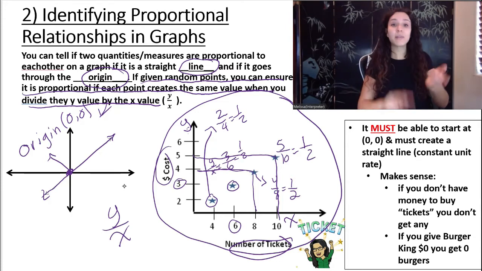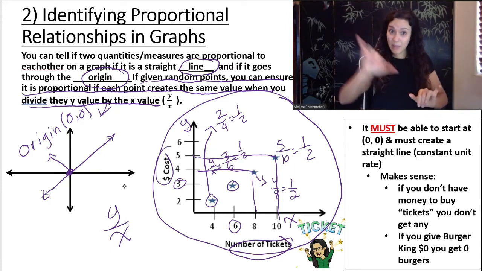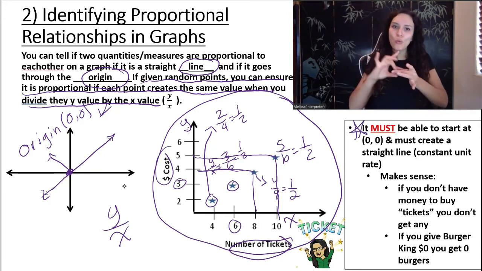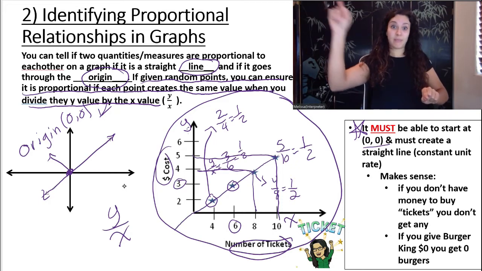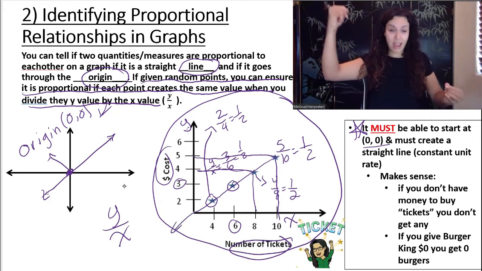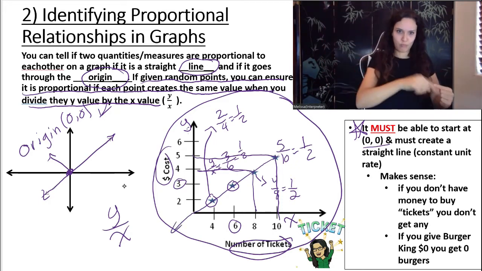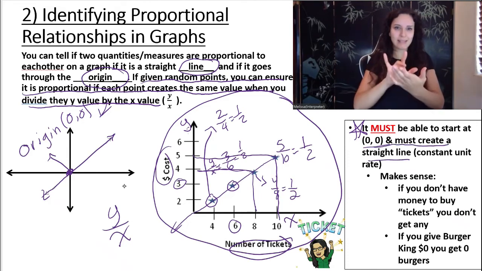So that means that this one is a proportional relationship. Okay, so it must be able to start at 0, 0. So if all of those are good, this looks like that one could go through 0, 0 if I were to make a line and extend it. Okay, so it must go through 0, 0 and must create a straight line.